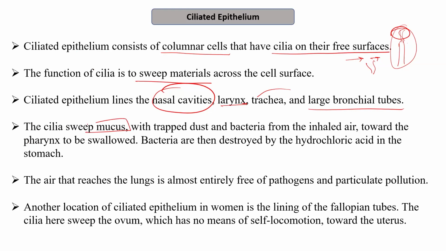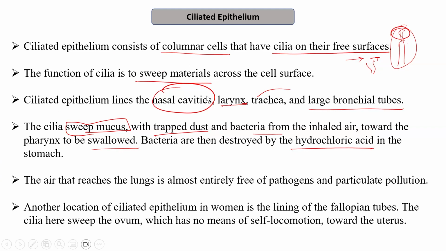The cilia sweep the mucus. So the mucus which is secreted by the glandular epithelium in the trachea is swept up by the cilia, and therefore helps in trapping the dust and bacteria from the inhaled air and moving them towards the pharynx to be swallowed. So whatever bacteria or dust comes in contact with the mucus is swept away by the ciliated epithelium towards the pharynx. This allows the swallowing of this trapped dust or bacteria, where the bacteria get killed by the acidic juices released in our stomach. For example, they are destroyed by the hydrochloric acid released in the stomach, thereby preventing infections. The air that reaches the lungs is almost entirely free of pathogens and particulate pollution because of the action of the cilia.